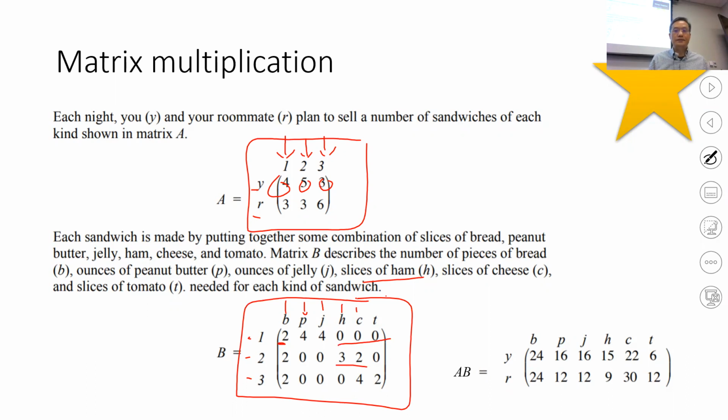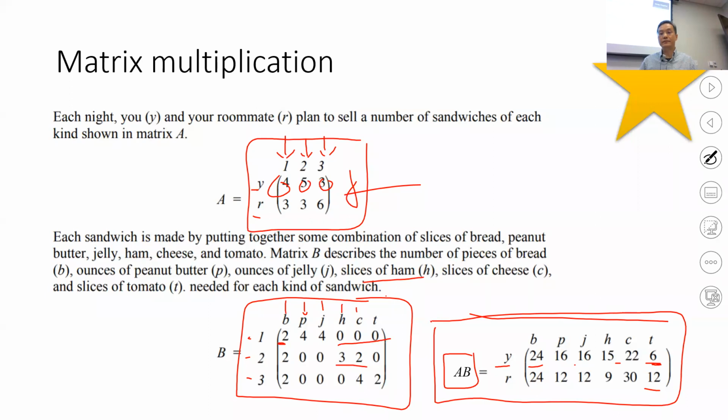So now my question is, if you want to make this many sandwiches, how much of each ingredient do you have to prepare? And that's the multiplication of the 2 matrices A and B. At the end, you need in total 24 slices of bread. If you move down, you need 6 slices of tomato. Your roommate needs different numbers of these combinations. Okay, so that's the meaning of matrix multiplication. At the end, you get your product.